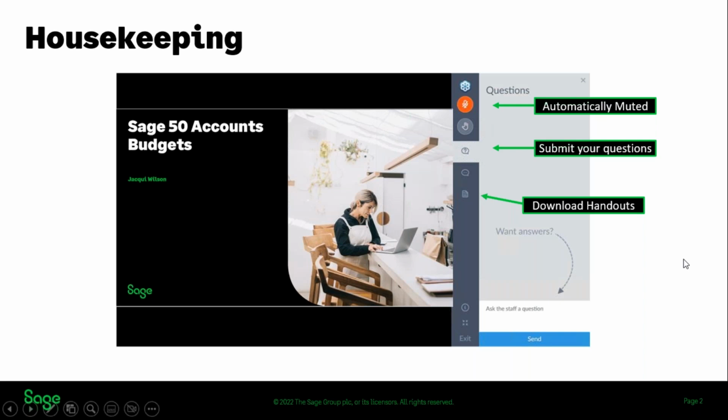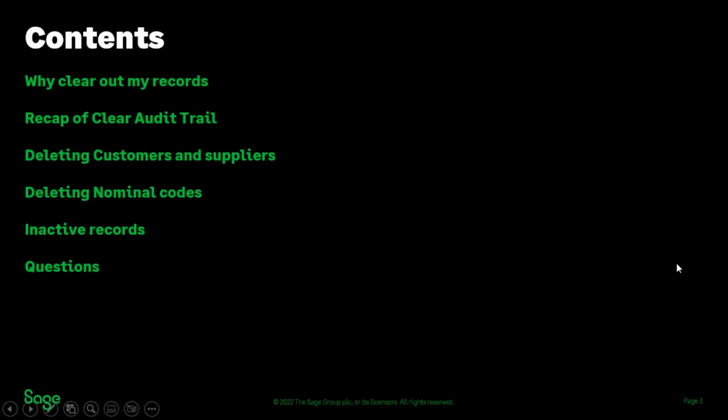Okay, so this is what we're going to cover today. First of all, a little bit around why you would clear out your records. We're then going to do a recap of Clear Audit Trail. Now, Clear Audit Trail is something that we referred to in your reminder email yesterday. If you haven't come across it before, don't worry, we are going to recap that today. And then we're going to go into actually deleting customers and suppliers, deleting nominal codes, and we'll hand over to Abby, who will go through inactive records. And then, of course, at the end, if we've got time for any questions that we can demonstrate, we'll do those for you as well.